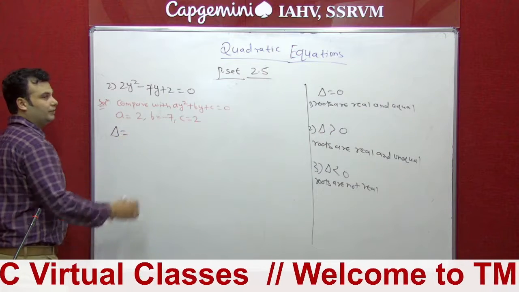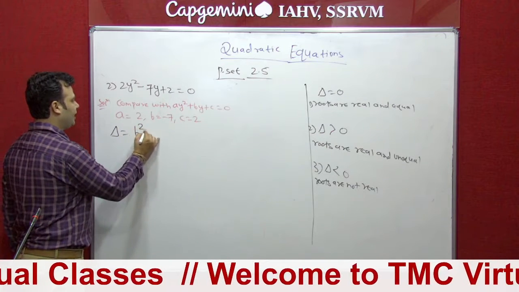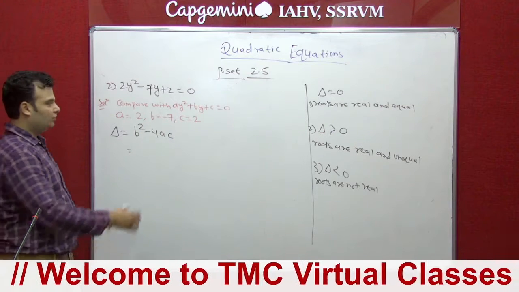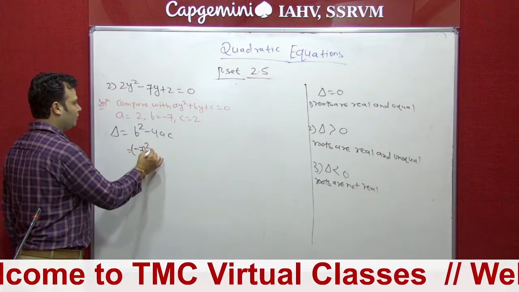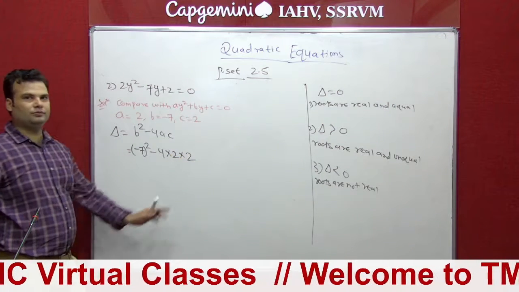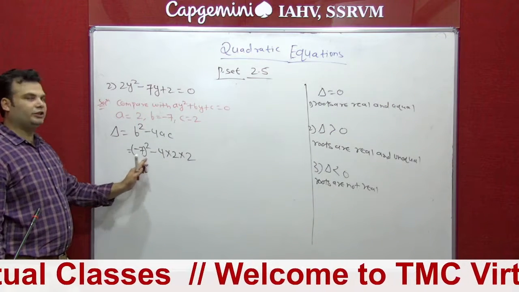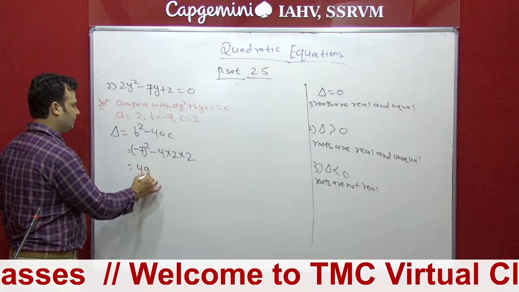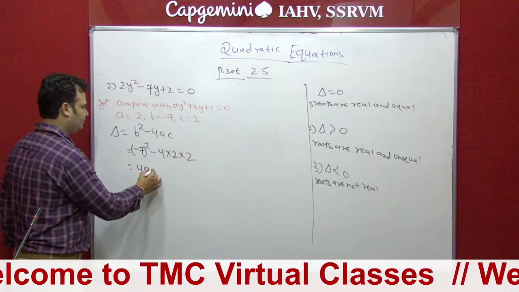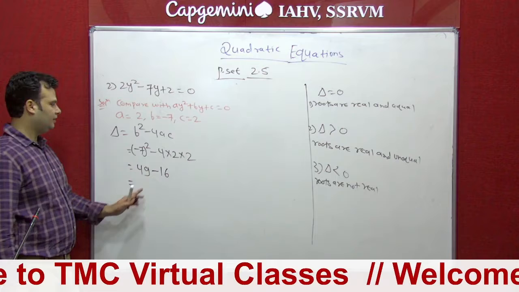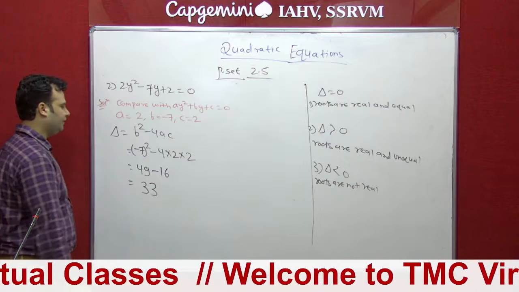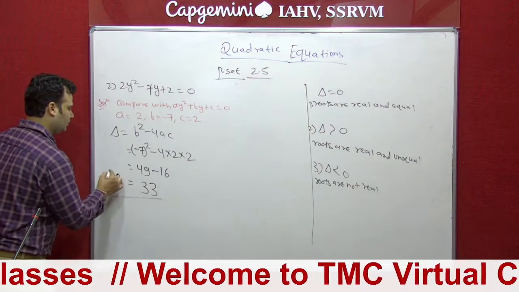So del equal to, yes, correct, the formula is b square minus 4ac. So what is the value of b here, student? That is minus 7. So minus 7 square minus 4a, a is 2 and c is also 2. So 7 square is 49, minus becomes plus, 49 minus 4 twos are 8, 8 twos are 16. So 49 minus 16. 9 minus 6 is 3 and 4 minus 1 is 3. So 33. So del equal to 33.